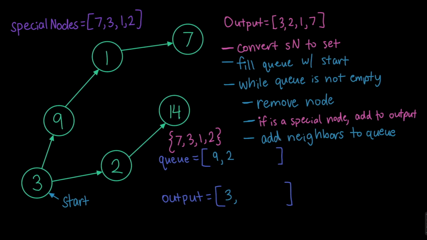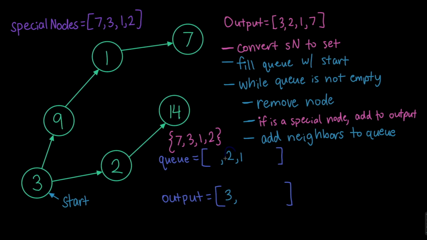What we want to do here is pull out another node from the queue, so we'll pull out the 9 node. We want to ask ourselves, is the 9 node in our special node set? It is not, so we can go ahead and erase it. We don't have to add it anywhere. And the last thing to do before we move on is add any neighbors of the 9 node into our queue. So we want to add the 1 node into the queue, right here. Now that completes another iteration, so we go back to the top.